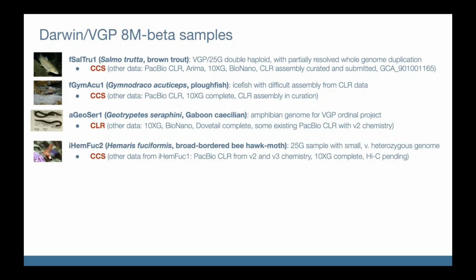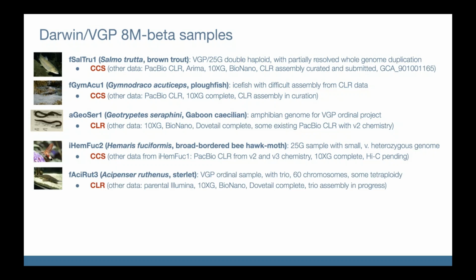The hawk moth is one which was done for the 25 genomes, and we had existing PacBio data from before and after the switch from version 2 to version 3 chemistry, so we were curious how CCS would change things there. And for the sterlet, this is another interesting fish where we have an unresolved whole genome duplication, and in this case we have access to a trio where we can do trio binning to separate out the haplotypes.